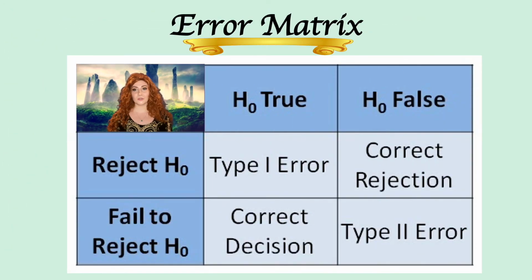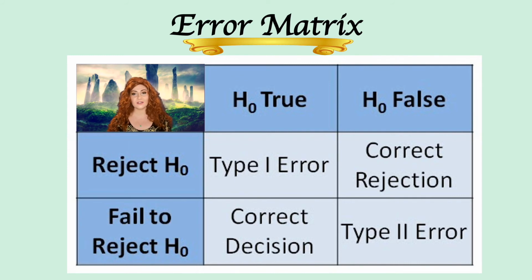And this is just a little matrix perhaps to visualize what the different errors are. So on the left-hand side, you have your decision, reject null or fail to reject null. And then across the top horizontally, you kind of have like truth or reality. So if I reject null when the null was actually true, when it shouldn't have been rejected, that's an example of type 1 error. But if I rejected the null, I said, nope, I don't want you, null, when the null was false, then that would indicate a correct decision or a correct rejection.